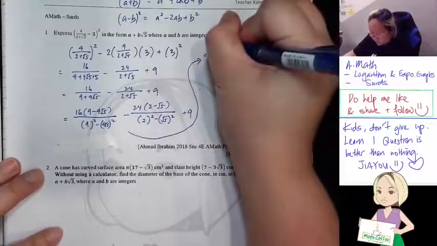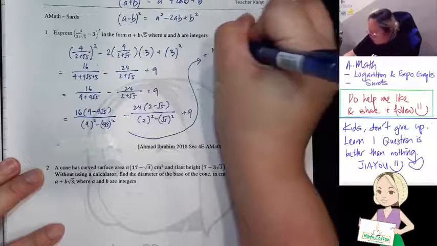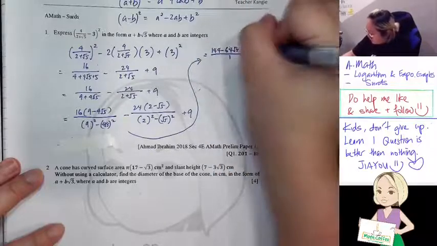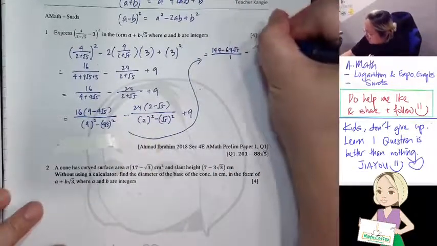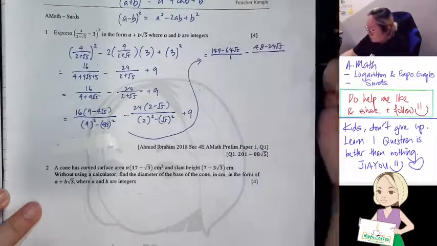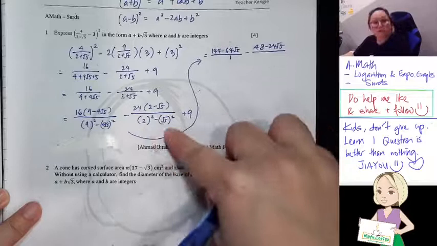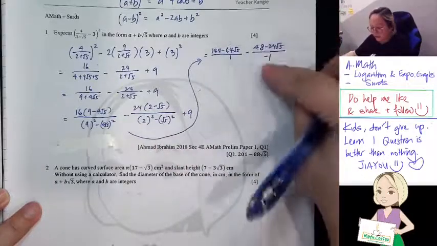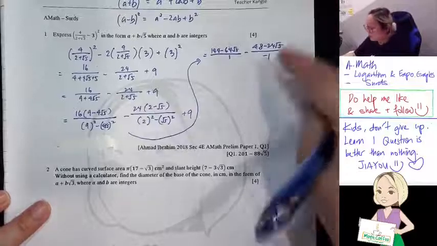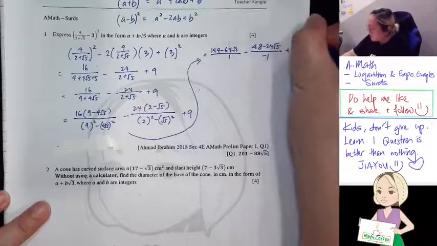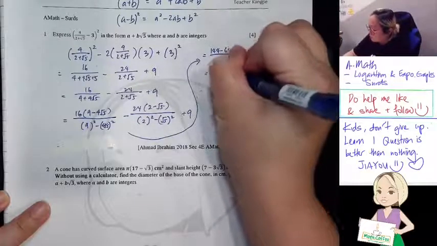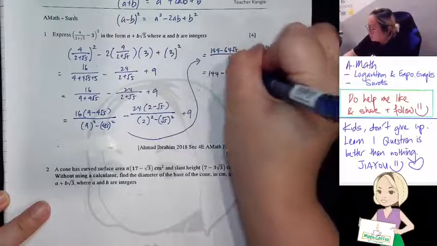So this one will be 144 minus 64 square root 5 over 1, minus this one, which will be 48 minus 24 square root 5 over 4 minus 5. So it's negative 1 at the denominator. This one is a bit tricky. You got the negative, so you have to be very careful. Then plus 9. This one over 1 is very easy, I just put 144 minus 64 square root 5.